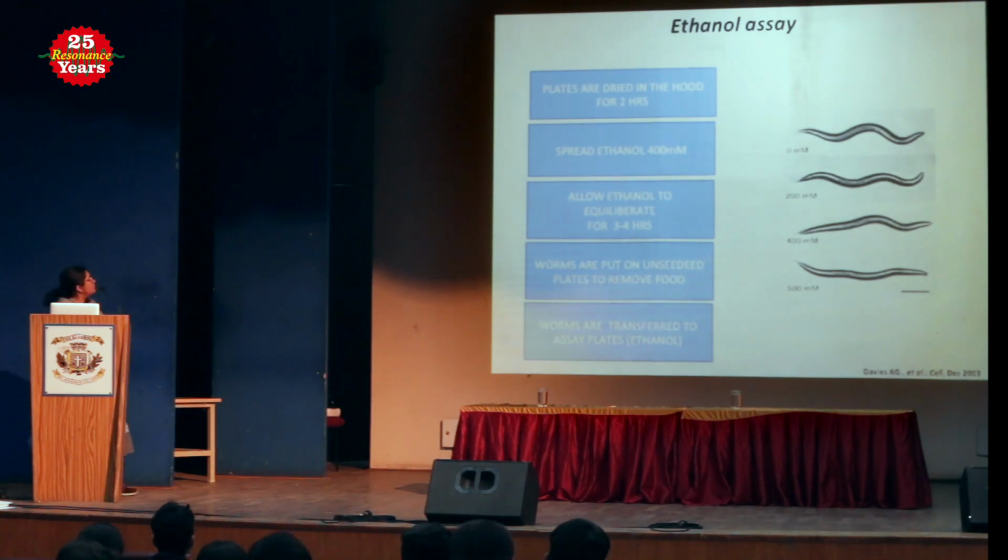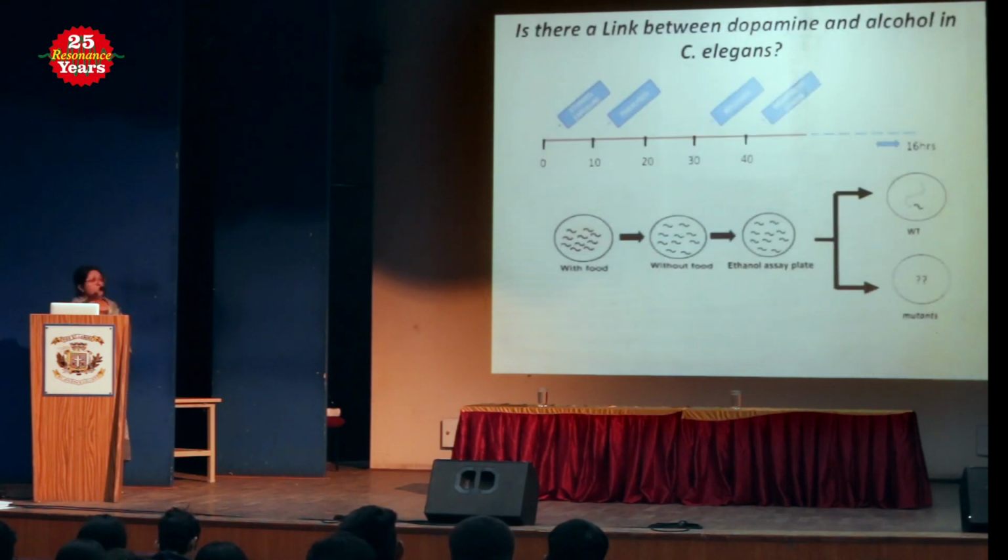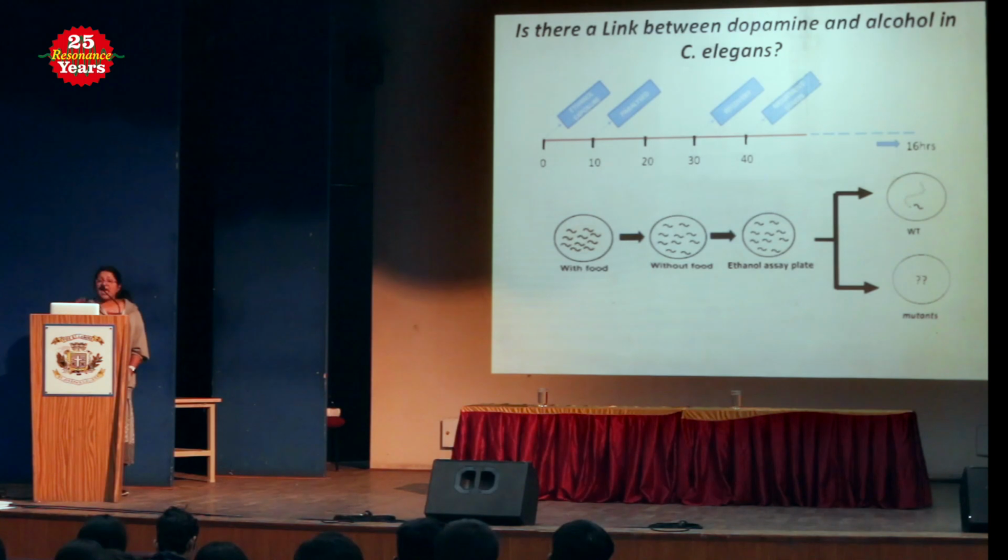All you need to do is put the worms on 400 millimolar of ethanol and see what happens to the worm. This paper, Davies et al. in 2003, described very nicely what happens when you put a worm on alcohol. What they showed was that when you put the worm on alcohol, for the initial 10 minutes, it's fine. It's moving around absolutely fine. From the 10th to the 15th minute, every single worm in that plate paralyzes, immediately. You will see that paralysis really easily.